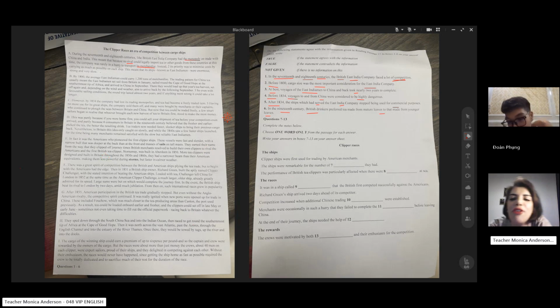Okay, by 1800, cargo size. Cargo means sending products and goods. Size was the most important consideration for the East India Company. So first of all, by 1800, because we need to find this anchor word. It's important to find. Okay, now tell me.